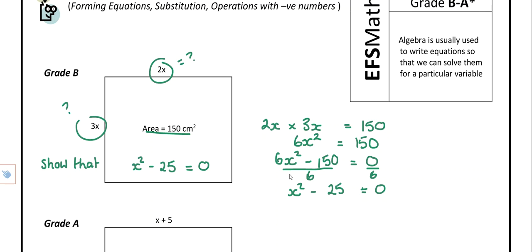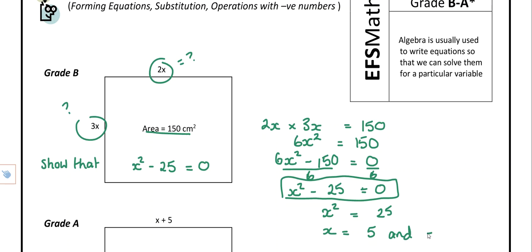I'm at x squared minus 25 equals 0. You add 25 to both sides, so I've got x squared equals 25, which means then x equals the square root of 25. Well, in this case, we have x is 5 and minus 5, because it's a square root.